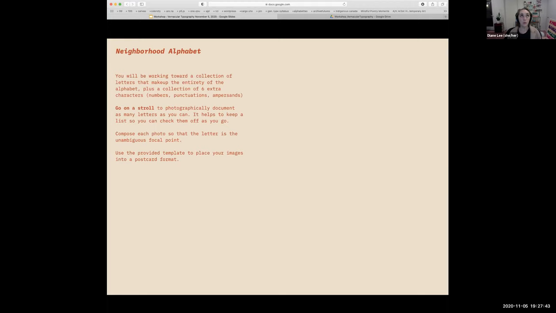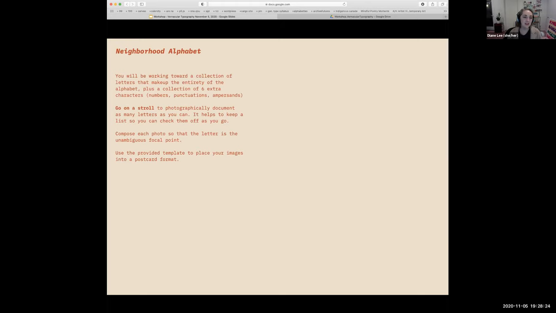With this prompt, you will be working towards a collection of letters that make up the entirety of the alphabet. One of the big annoyances to me about the Roman alphabet is that there are 26 characters, and that doesn't lay out very easily when you're trying to lay out a nice grid of letters. So for the template that I'm providing, I'm also asking you to collect 6 extra characters that would include numbers or punctuation or ampersands. And that just helps to complete a more balanced grid.